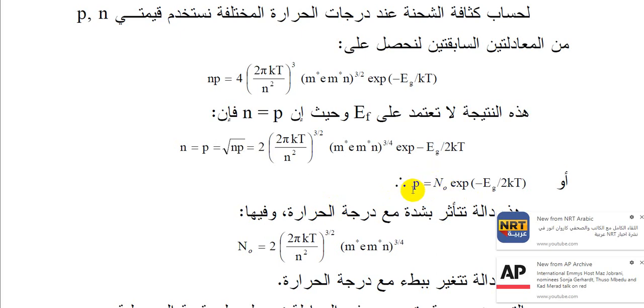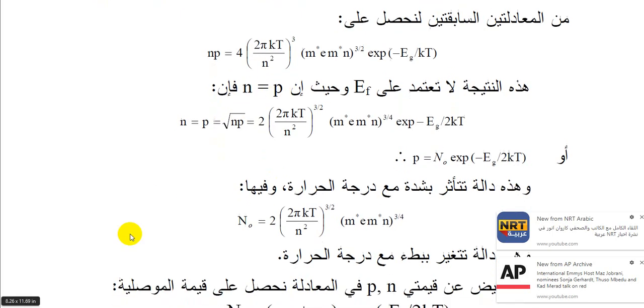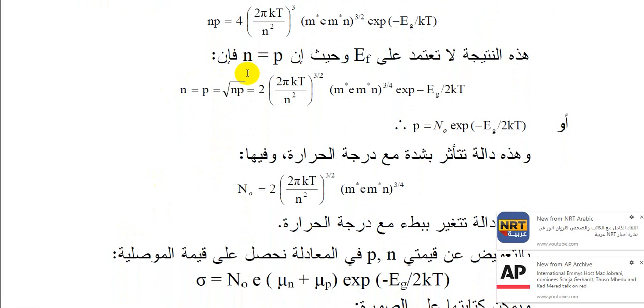Here P got N naught, the effective electron density of N, just because N equals P. And this is an extremely temperature-affected function. Thus N naught equals 2 (2π kT over h squared) to the 3/2 times (m effective e m effective h) to the 3/4.